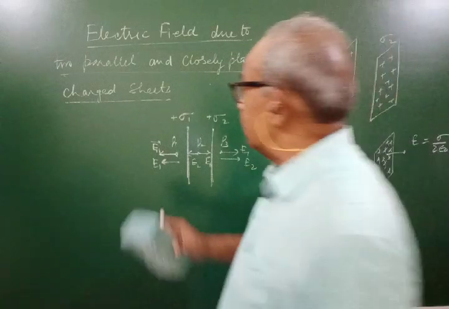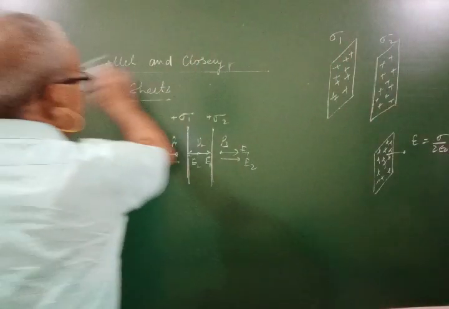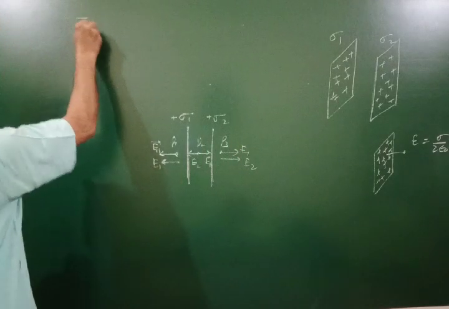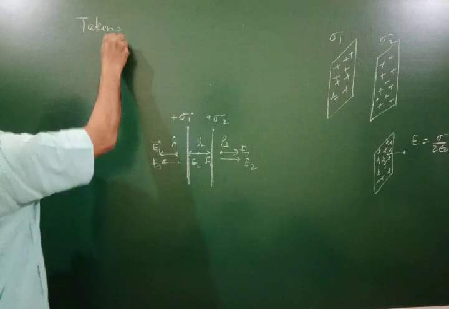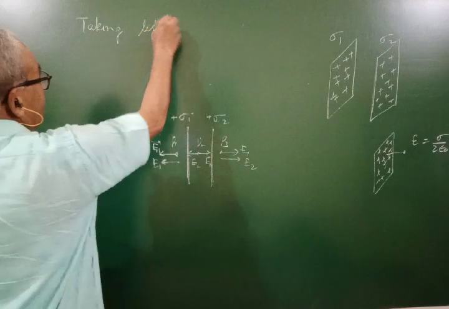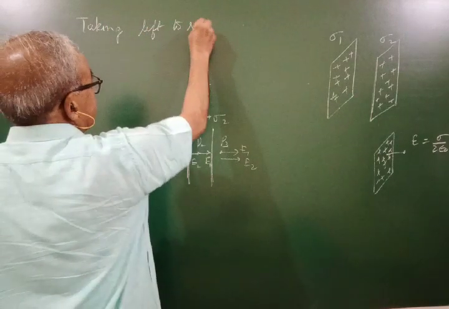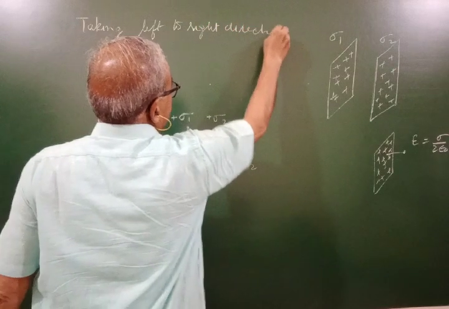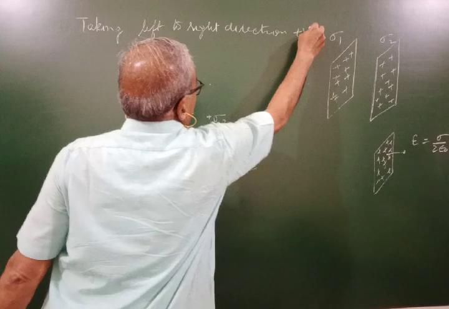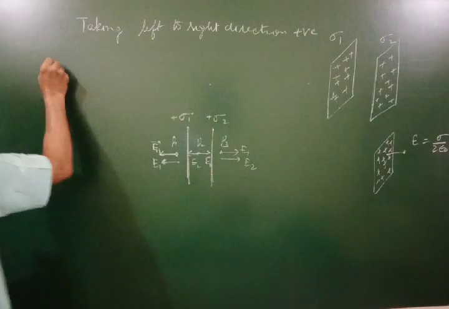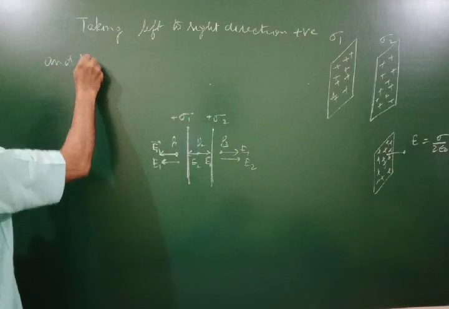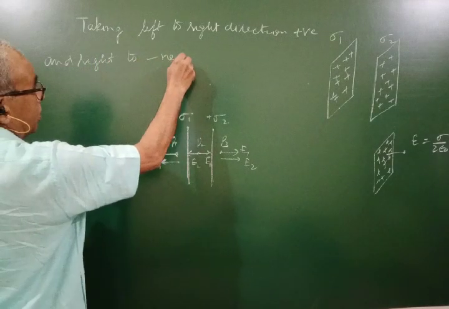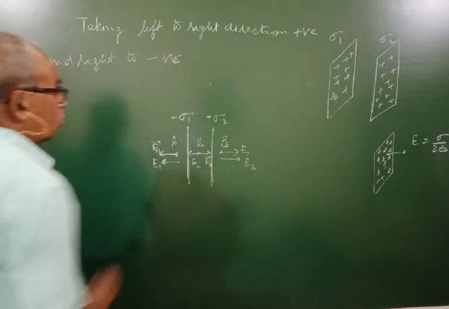So taking the convention, electric field direction from left to right is positive, and right to left is negative. Remember, electric field is a vector quantity. Direction is important here.